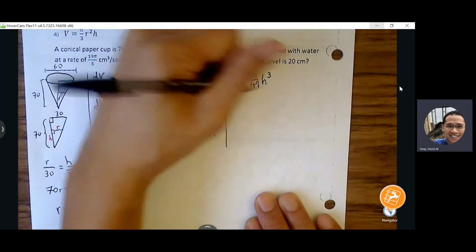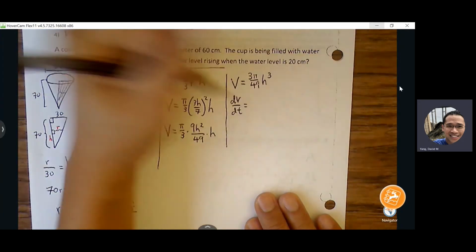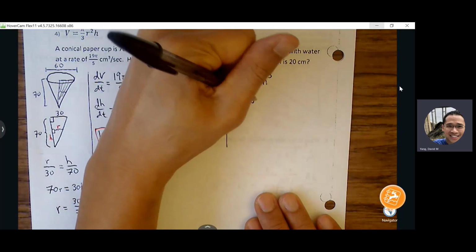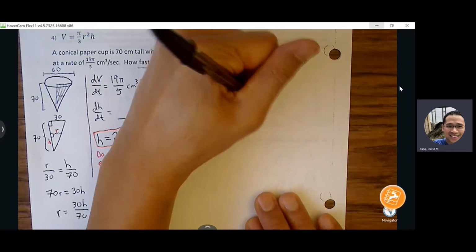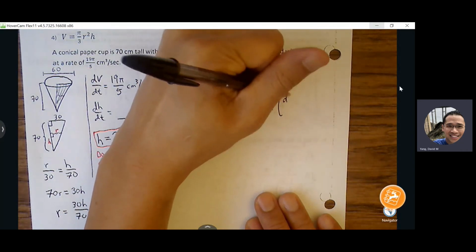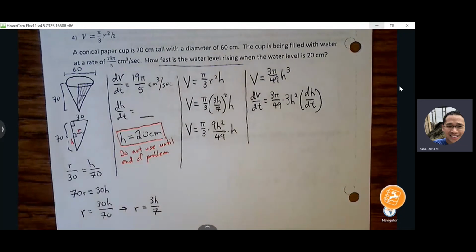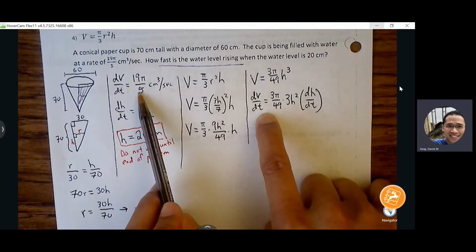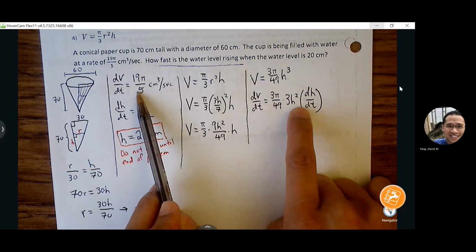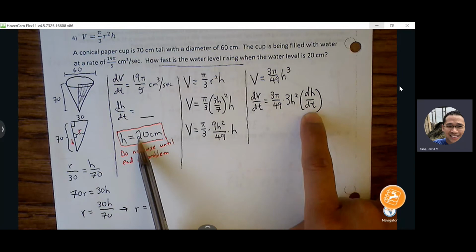Okay, so next up, find the derivative. V becomes dV/dt. Coefficient stays. H cubed becomes 3h squared. And now it becomes easier, right? Everything that we need is ready for us to use. dV/dt is here. H is 20, so now we can use H now that the derivative is set. And then we're solving for dH/dt.